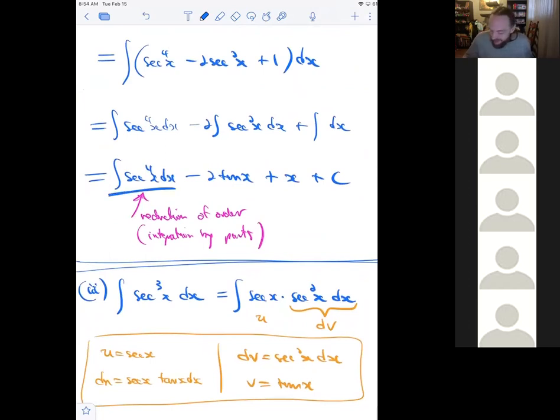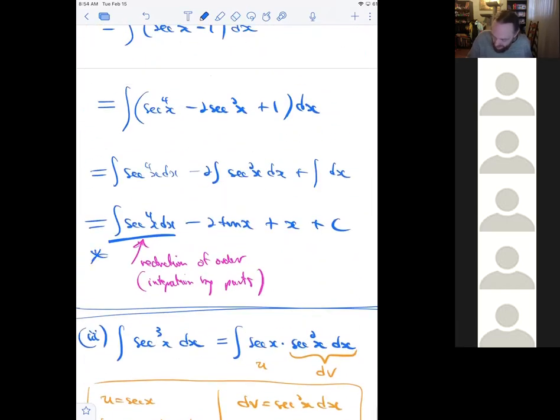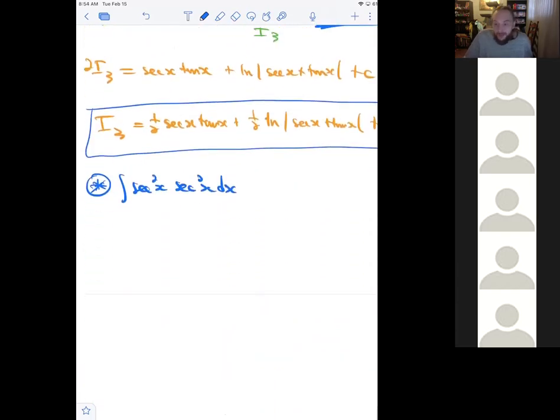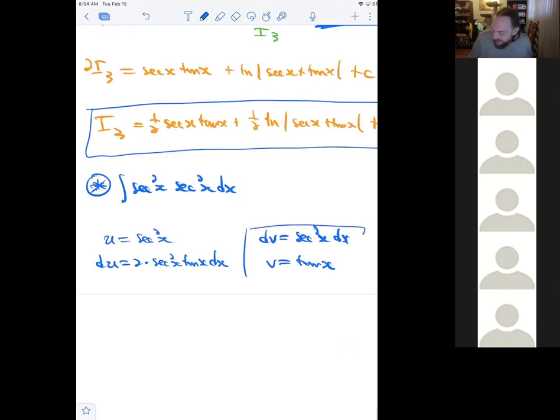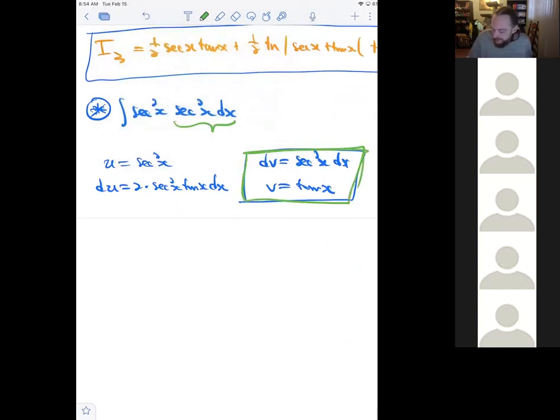Then when you do this reduction of order, you're going to start off, so for the integral of secant 4, that's secant squared x times secant squared x dx. Let's just call it star above. And what am I going to do? I'm going to let u equal secant squared x. So du is equal to 2 times secant squared x tan x dx. dv is equal to secant squared x dx, so v is tan x. That one's always going to be the same. So they're always stealing 2 of them to get this guy. The other one will be some higher even power of secant.